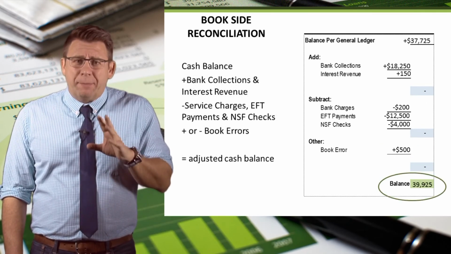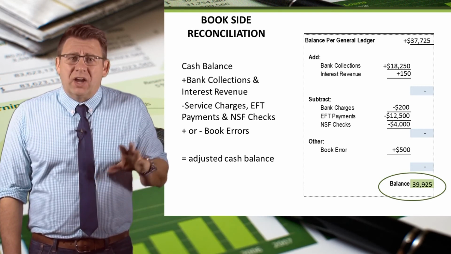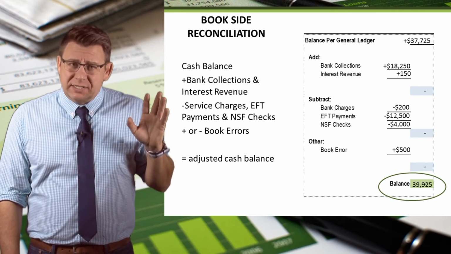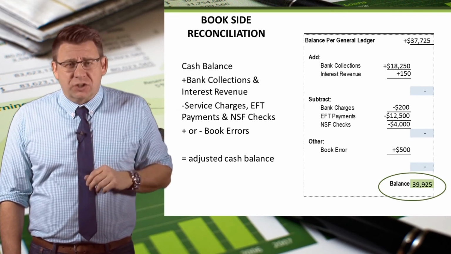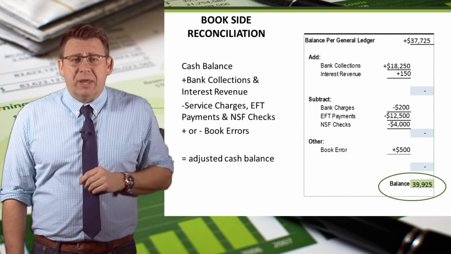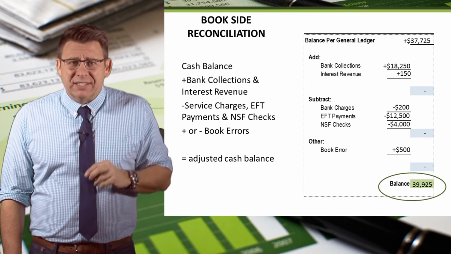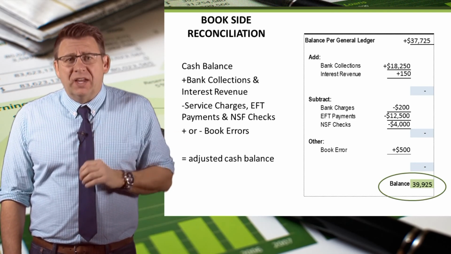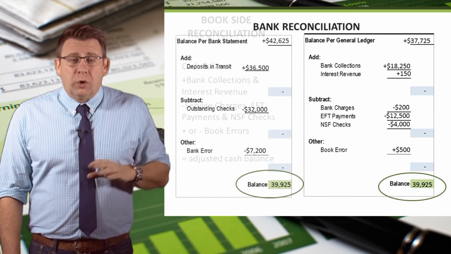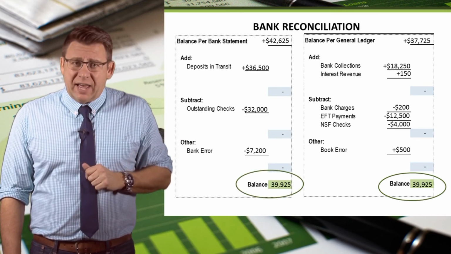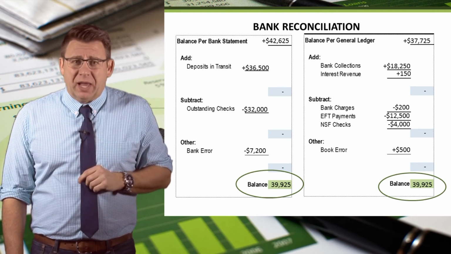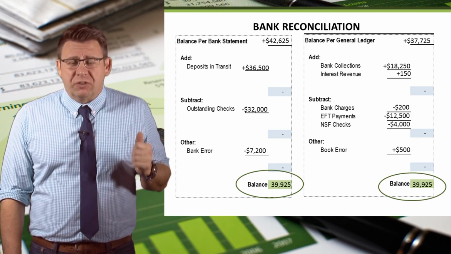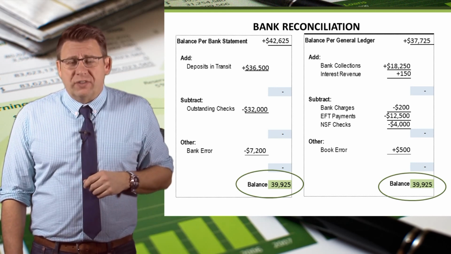To recap how we reconcile the book side, we take our cash balance plus bank collections plus interest revenue minus service charges minus EFT payments minus NSF checks and plus or minus any book errors to arrive at the adjusted cash balance. When we compare the book side adjusted cash balance to the bank side adjusted cash balance, they should be the same. To learn how we arrived at the adjusted cash balance for the bank side, I would encourage you to watch that video example.